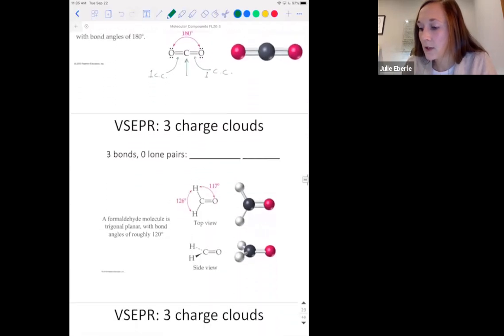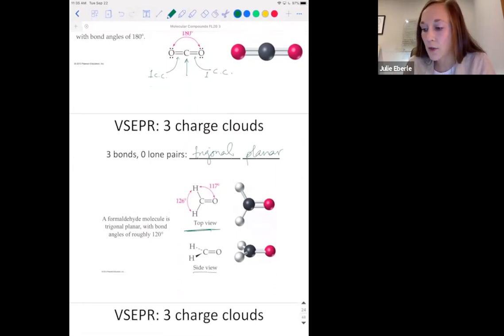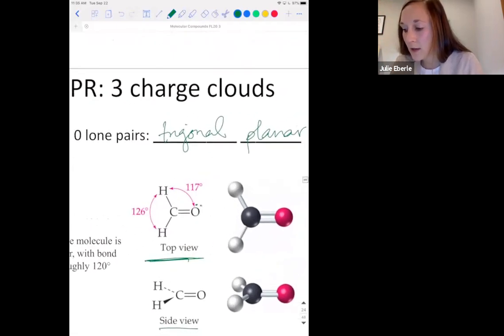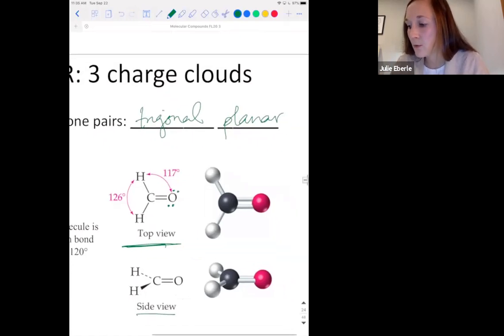Okay, let's look at the next one. We said 3 bonded atoms, no lone pairs. This was trigonal planar. It shows you 2 views, a top view and a side view of the same molecule. The first one is as if you're standing over it looking down. You can see the hydrogens and the oxygen, and they haven't drawn the lone pairs in, but this oxygen would obviously have lone pairs. They're roughly 120 degrees, equally spaced around this carbon, so we say approximately 120 degrees.